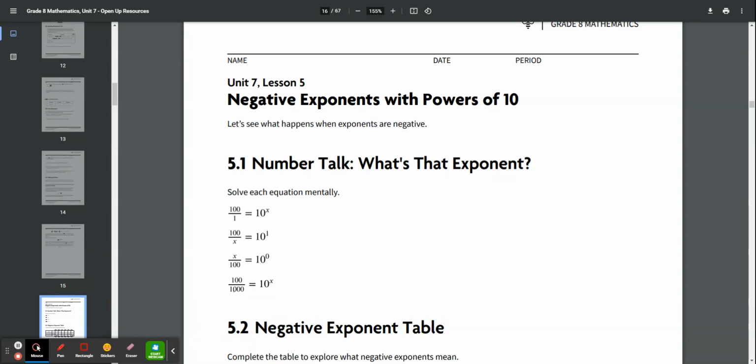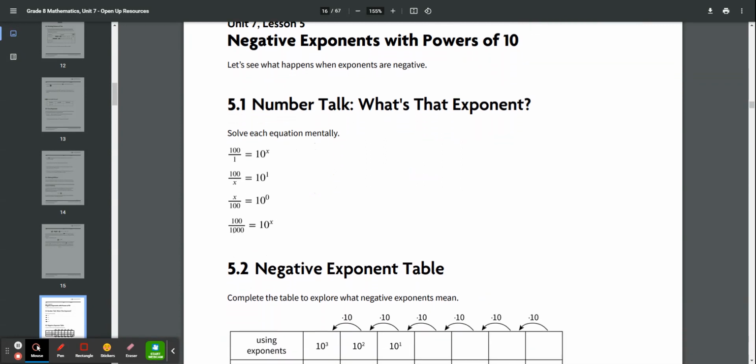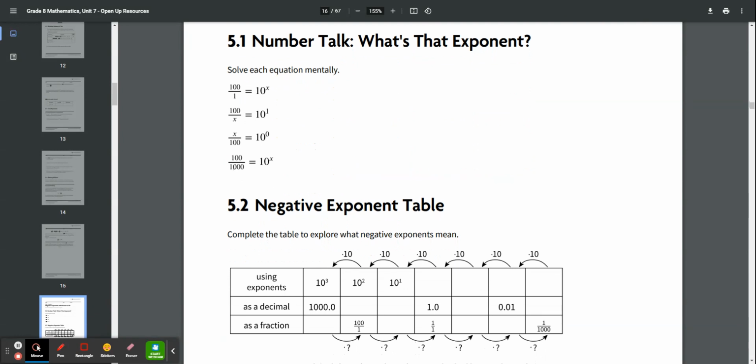Here we are with Unit 7, Lesson 5, negative exponents with powers of 10. Let's see what happens when exponents are negative. We haven't dealt with this much yet, but here we go, talking more about those negatives. What we want to recognize first with the number talk is: what's that exponent? It sounds kind of like a game show.